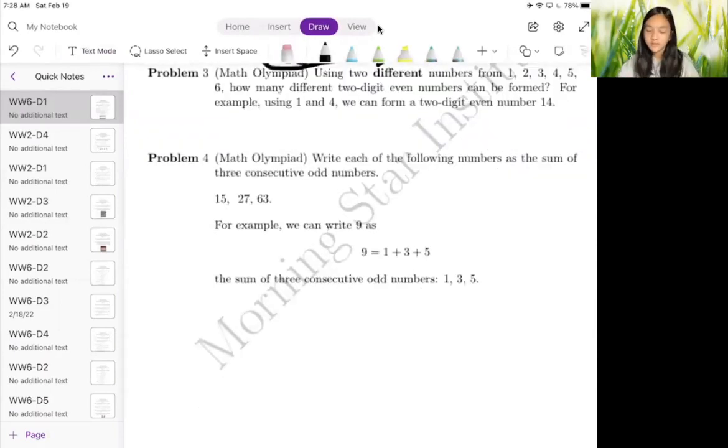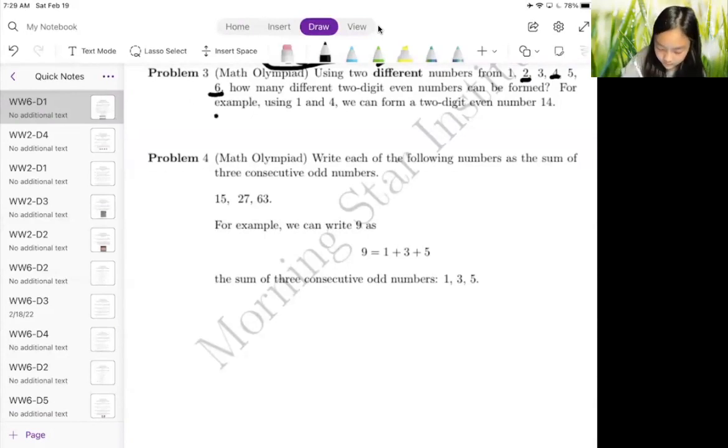Problem 3. Using two different numbers from 1, 2, 3, 4, 5, and 6, how many different two-digit even numbers can be formed? For example, using 1 and 4, we can form a two-digit even number 14. Looking at 1, 2, 3, 4, 5, 6, since it has to be even, 2, 4, and 6 have to be in the ones digit so that the number is even.